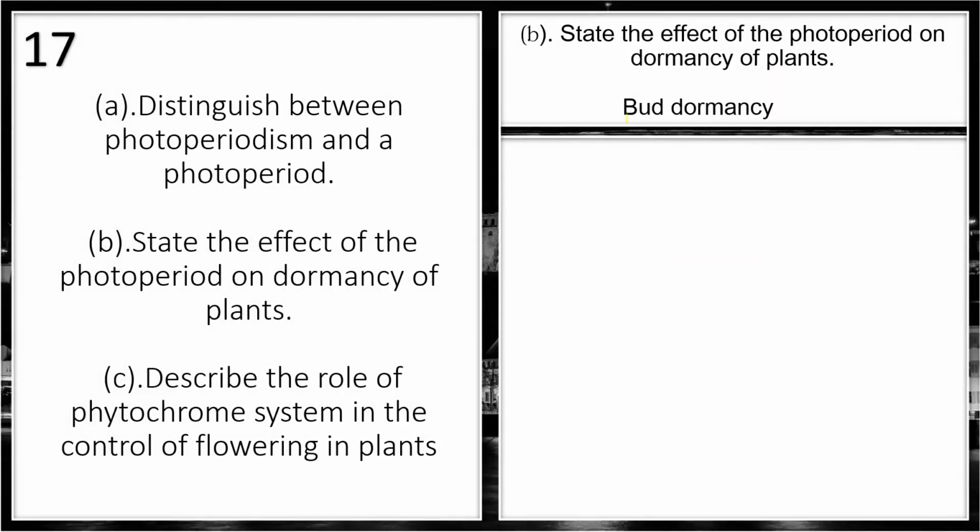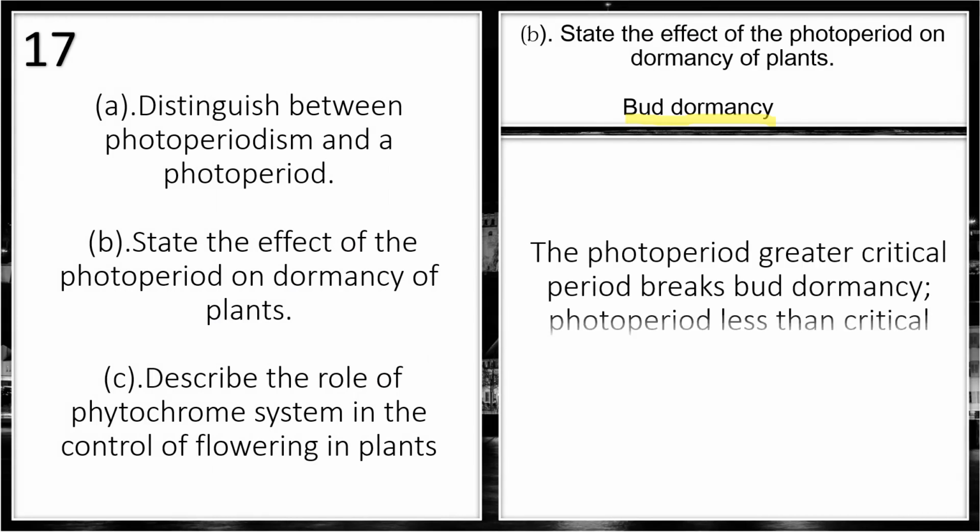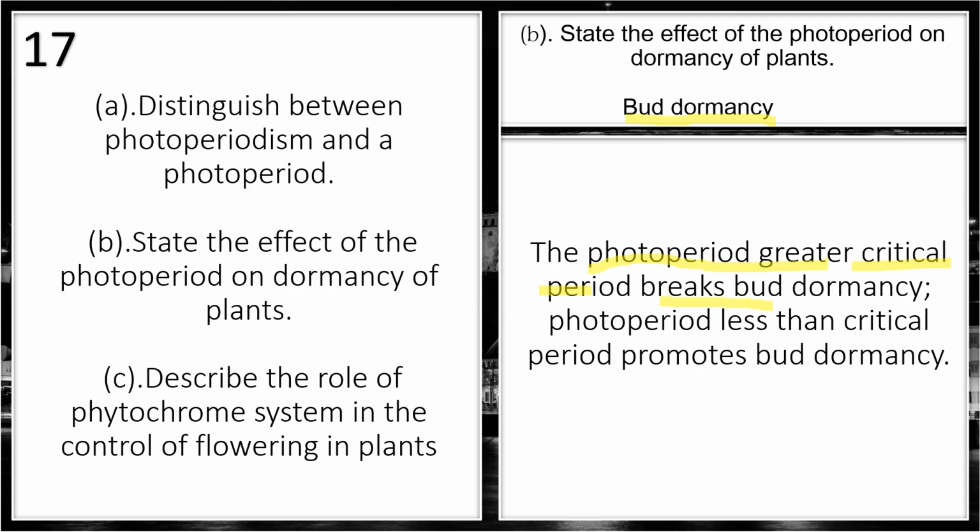What about bud dormancy? Photoperiod greater than the critical period breaks the bud dormancy, and photoperiod less than the critical period promotes bud dormancy.